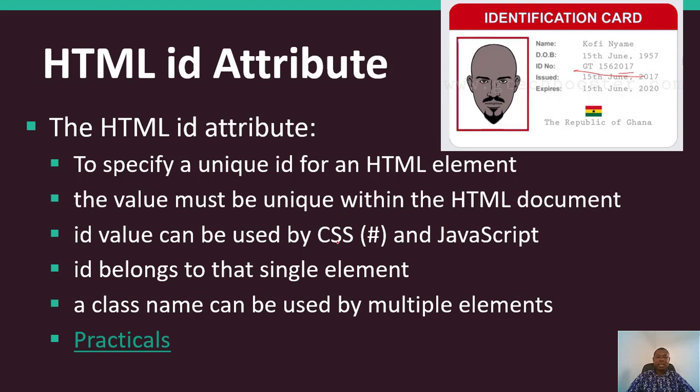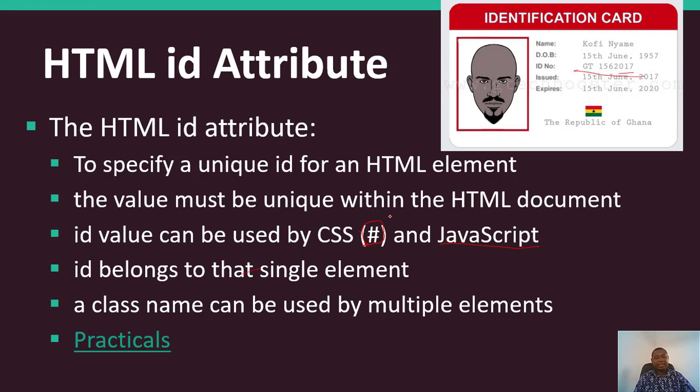The ID value can be used by CSS using the hash sign. In North America, we call it pound. It can also be used in JavaScript. An ID belongs to a single element, so one person. A class name can be used by multiple elements. So that's the main difference between an ID and a class.